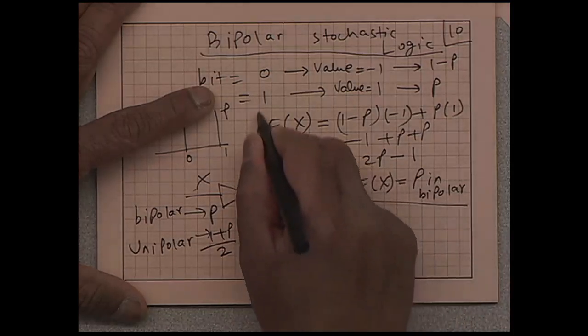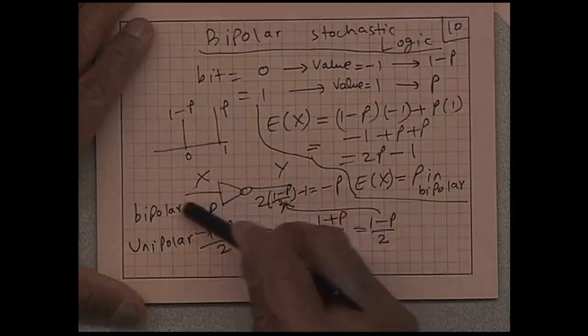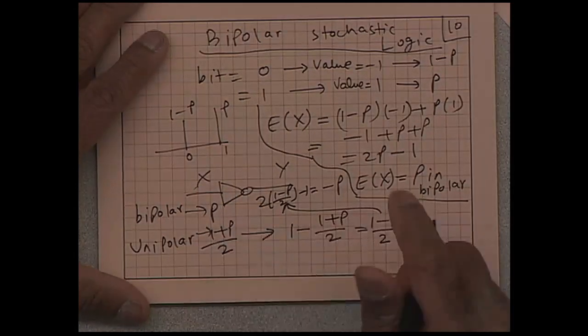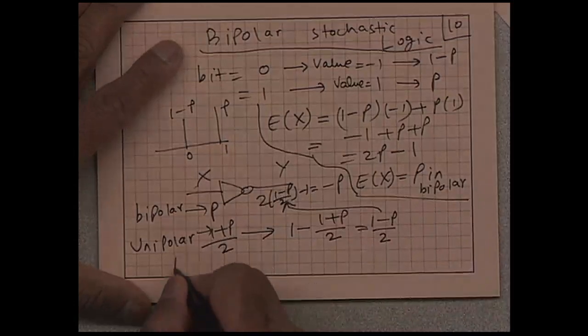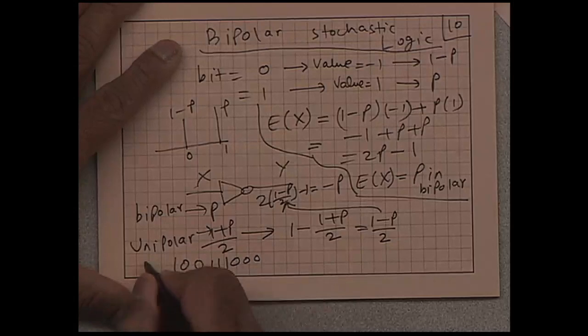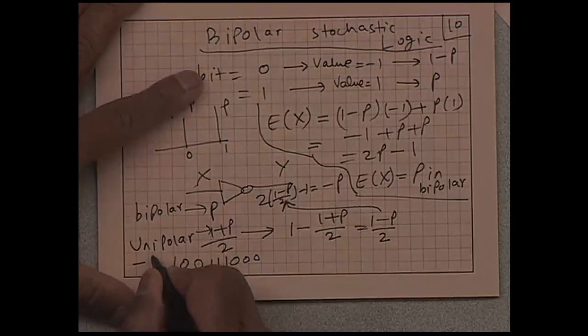Now surprisingly, if I feed a bipolar number, let's take that same number I had, which was 1 0 0 1 1 1 0 0 0, which was minus 1 by 9, right?